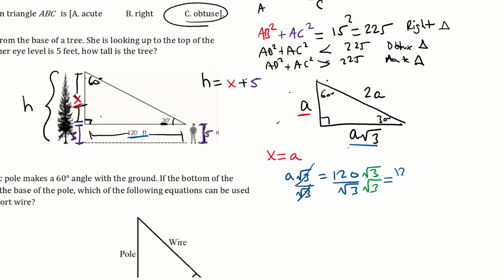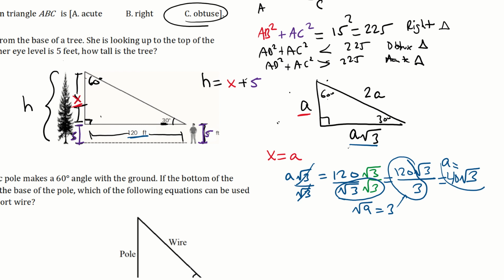So we get 120 square root of 3. Now remember, this is equal to square root of 9, but the square root of 9 is equal to 3, right? So we're going to plug that into there. Now, 120 divided by 3 is 40. So we get 40 square root 3. So this is what a is equal to.